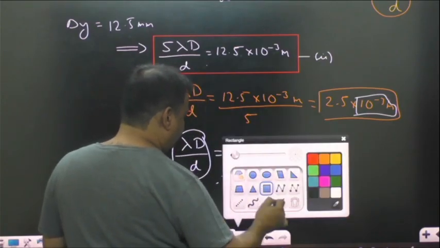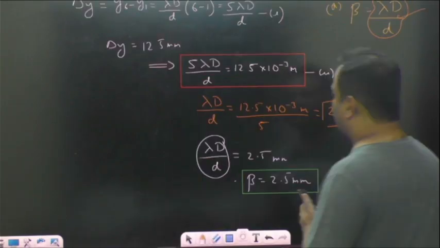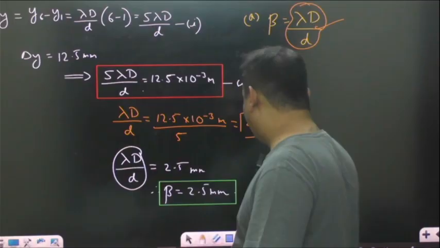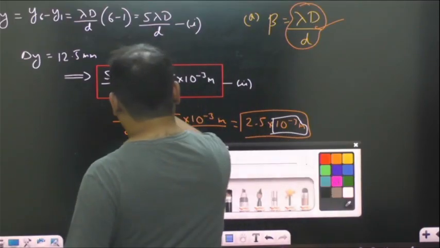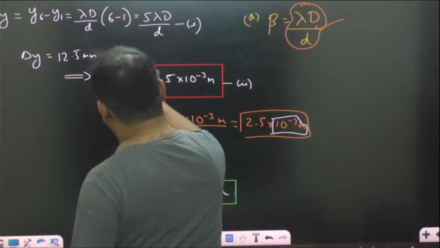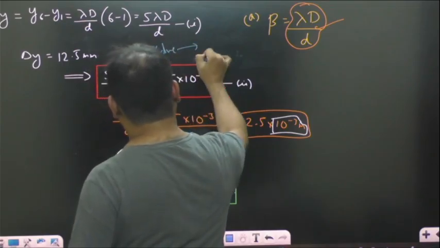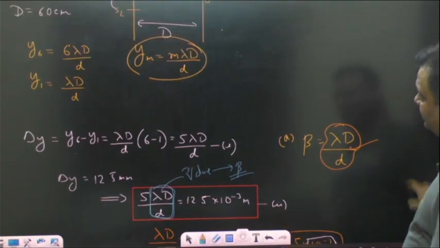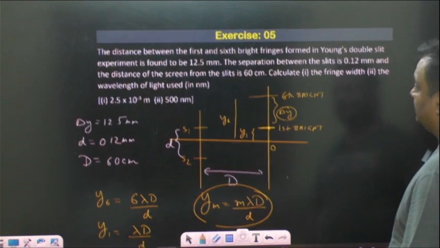Can you see, we just got the value of the fringe width. We need not get worried about what is the value of lambda, what is the value of capital D, what is the value of small d. This equation is telling you, you can get this whole term as the subject, and you can get its value, which will directly give you the fringe width. But in the second part, we have to find what? The wavelength of the light.